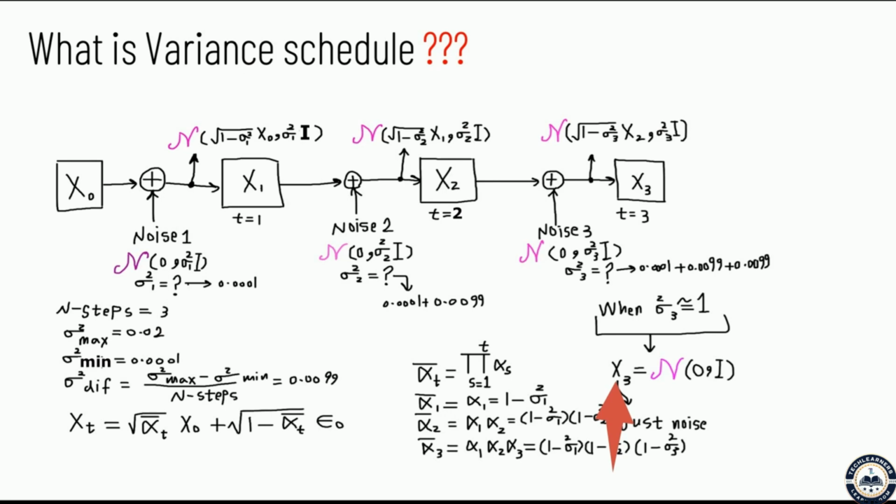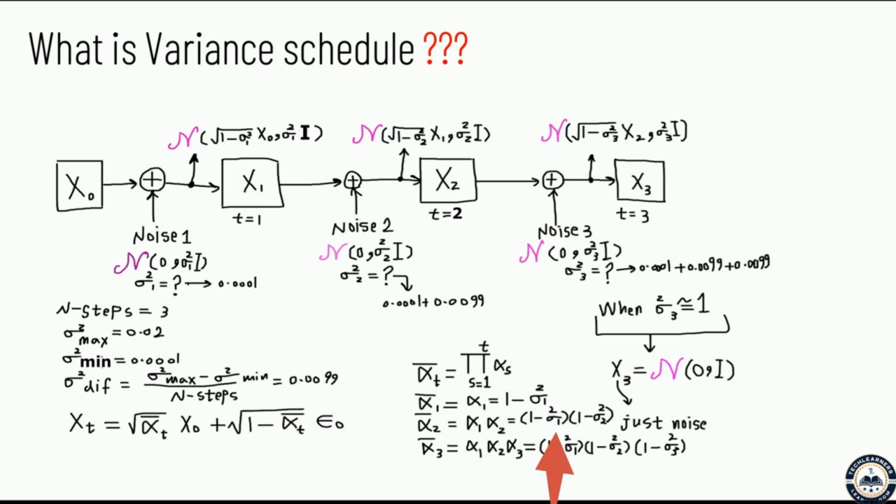We said previously that we will use alpha rather than the variance. So here, let's say that we want to compute alpha bar 1. Alpha bar at time step 1 is equal to alpha 1, which is equal to 1 minus the variance at time step 1. Now, let's say that we want to compute alpha bar 2. Alpha bar at time step 2 is equal to alpha 1 times alpha 2, which is equal to 1 minus the variance at time step 1 times 1 minus the variance at time step 2.